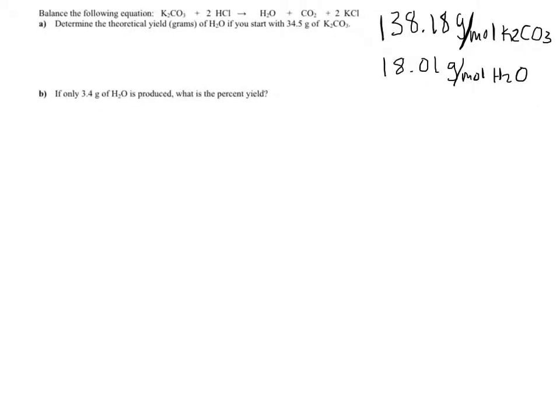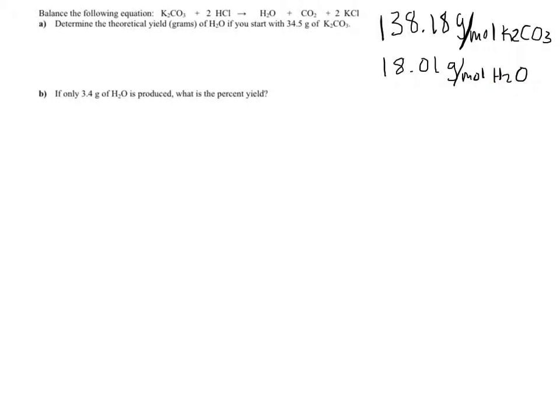Here's an example of a stoichiometry problem in which we're going to find percent yield in the end. At this time, I recommend you pause the video. That way you can read the question, understand what's being given, and what it's asking you to find. You'll also notice that in the upper right-hand corner, I have the molar masses of potassium carbonate and water.